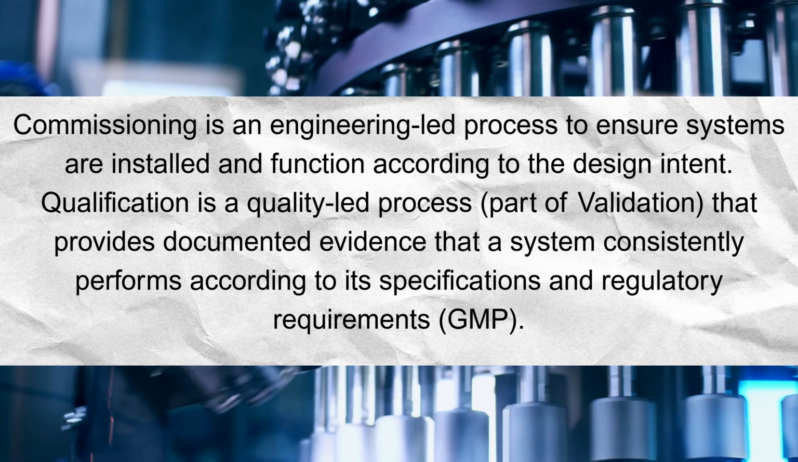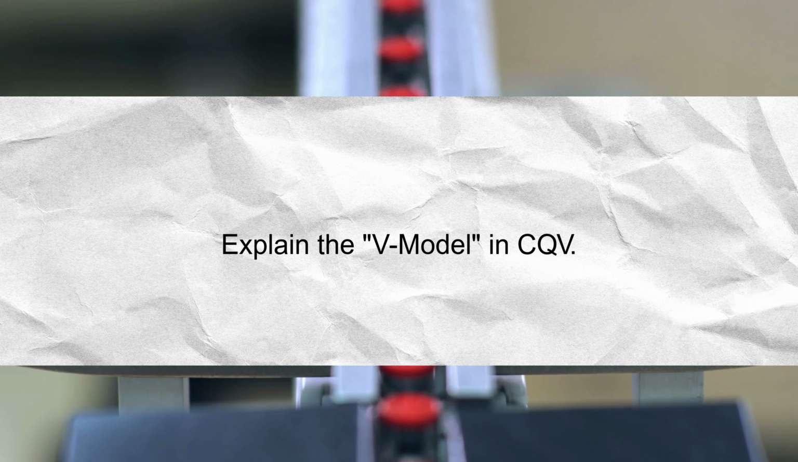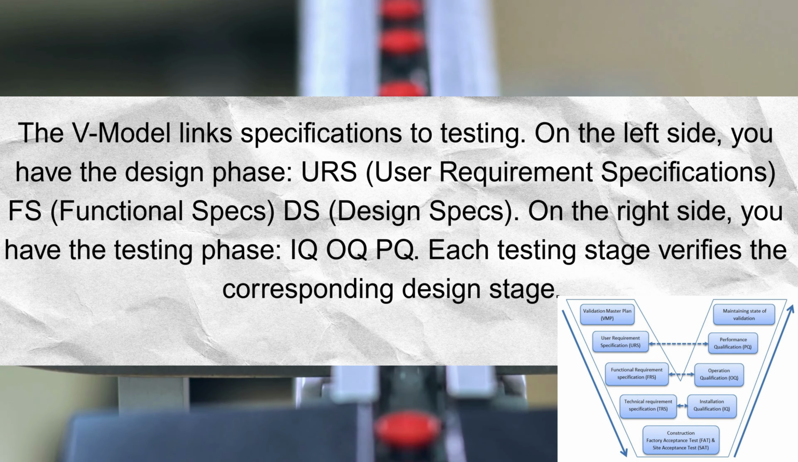Number 2. Can you explain the V model? The V model is a graphical representation of the life cycle of a project, linking each stage of specification to a corresponding stage of testing. On the left side, we define the requirements, starting with the user requirements or URS, followed by functional and design specifications. On the right side, we perform the testing, IQ, OQ, and PQ. This model ensures that every design element is verified, providing a clear path from the initial concept to final validation.